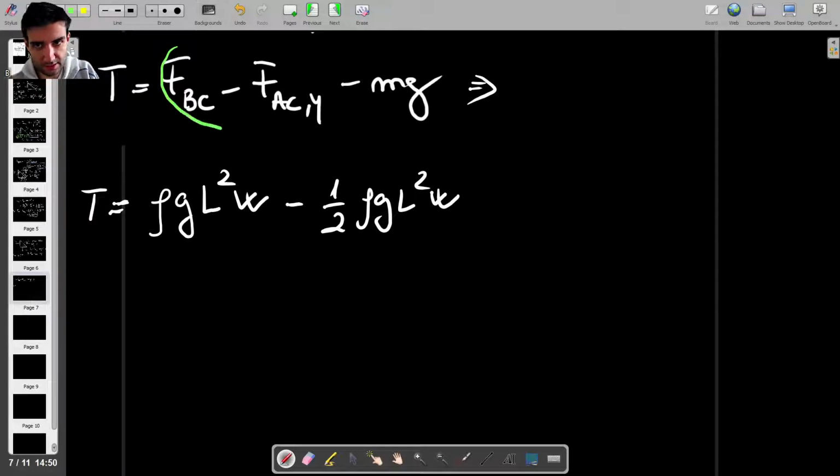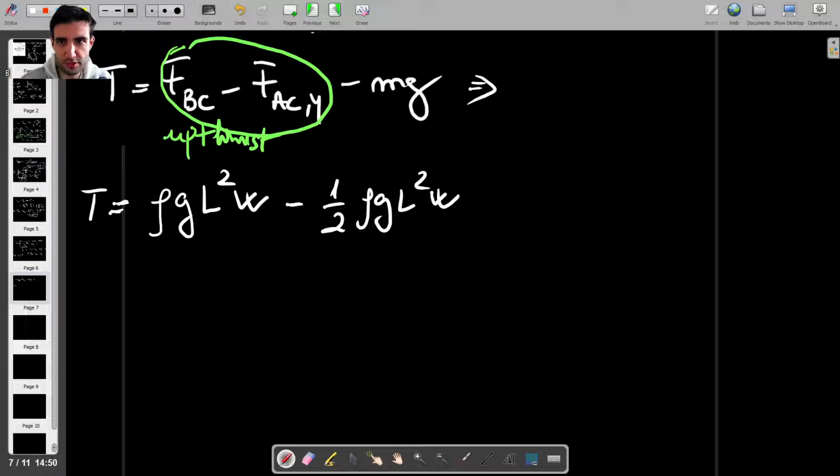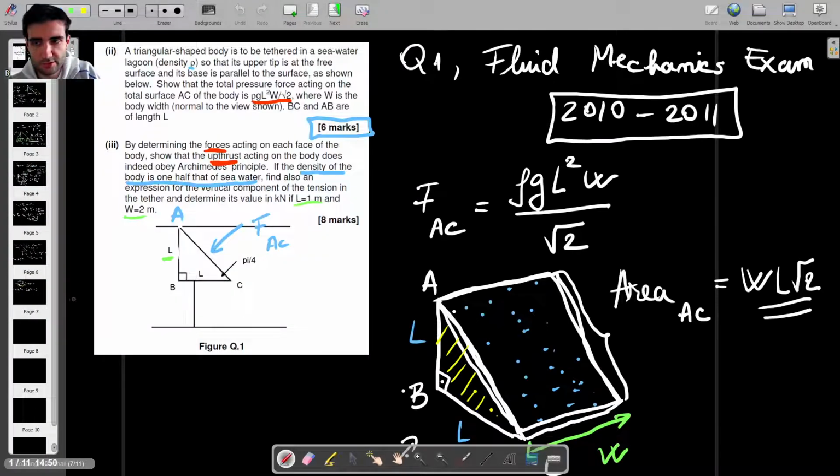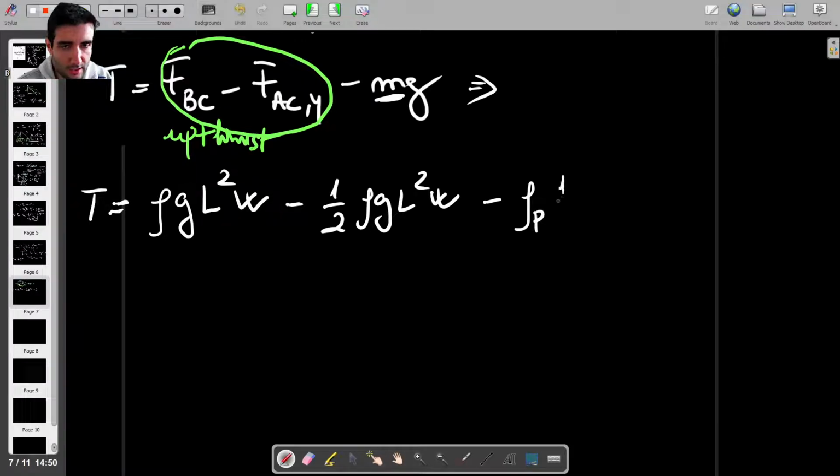Note also that this is the upthrust. So we could have forgotten about each individual pressure force, and we could have just considered the upthrust straight away. And then this is going to be minus mg. So m is the mass of the prism, and the mass of the prism is the density of the prism multiplied by the area of the triangle, and then multiplied by this W. So that's going to be half L squared multiplied by W. So that's the volume of the prism multiplied by G.